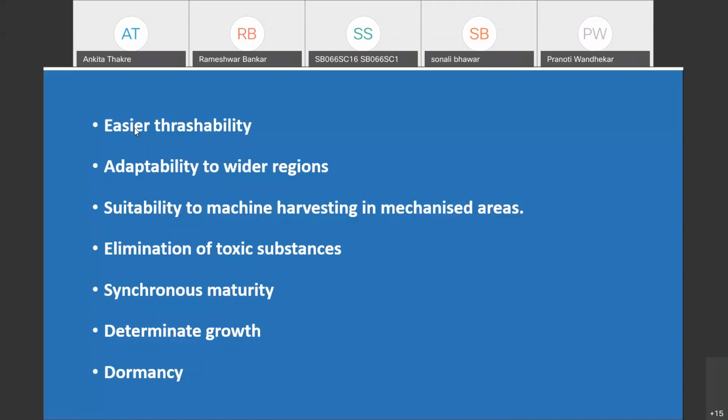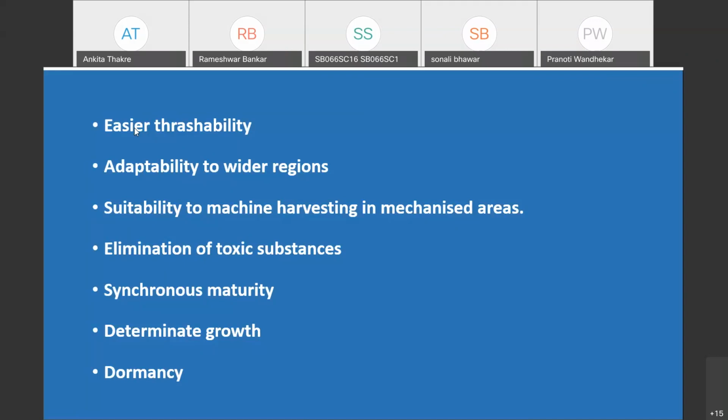Synchronous maturity, as you know, in India the farmers are growing two or more crops in their field. Their maturity period is changed as per the need, and that is why it becomes very easy for harvesting. That is why we are saying synchronous maturity. Okay, then determinate growth, and another one, that is dormancy.